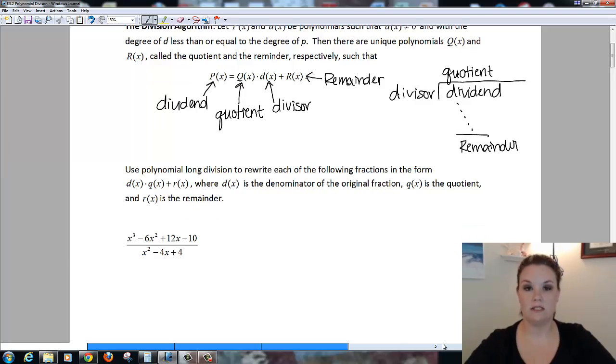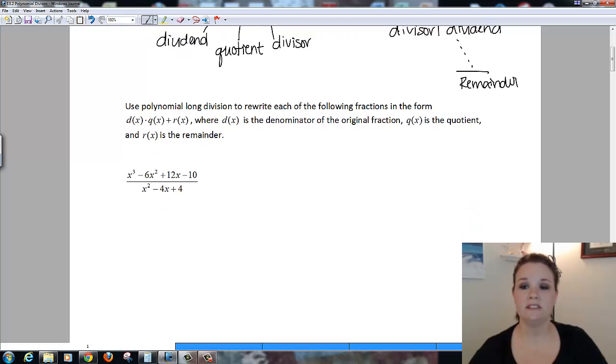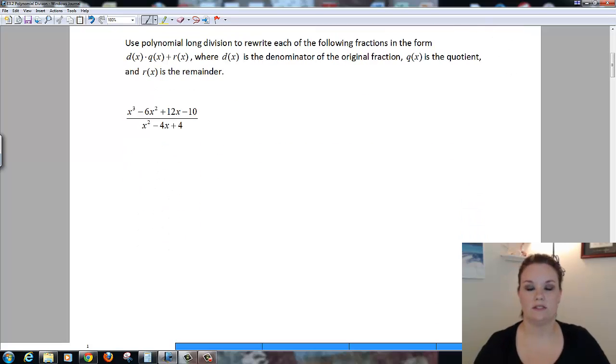I want you to go ahead and divide these. I'm going to go over the long division process again, and then when we get our answer, we're going to write it in this form. Okay. We're going to write our original divisor, the quotient that we found, and the remainder that we found, unless our remainder is 0, and then we won't write it.